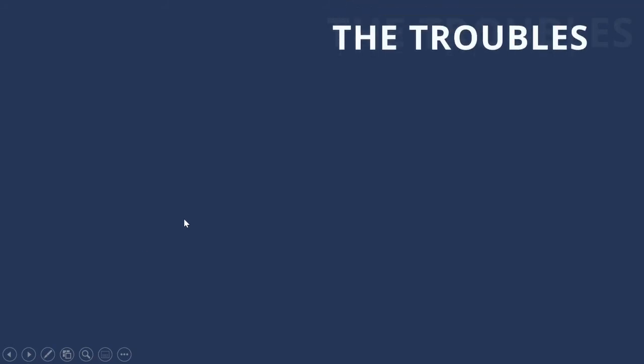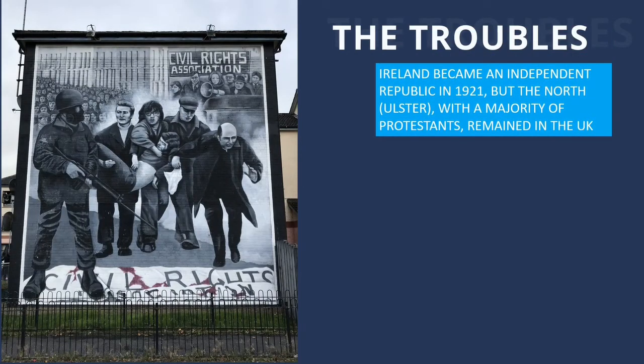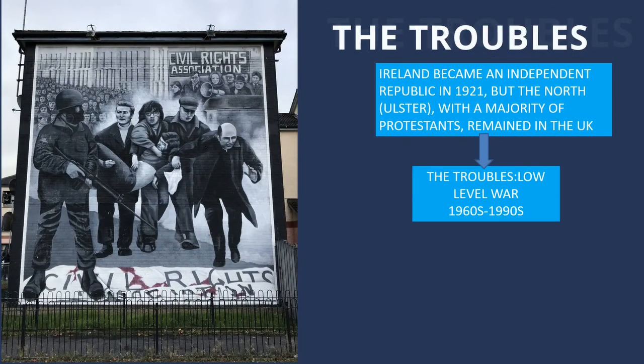There was a conflict in the years between the 1960s and the 1990s, which was known as the Troubles. It was a low-level war, which means that this war was based on terrorism and guerrilla. And it has to do with the history of Ireland, because Ireland became an independent republic only in 1921. Before that date, Ireland was, in fact, a British colony.